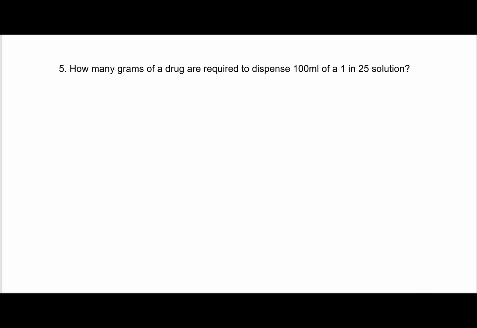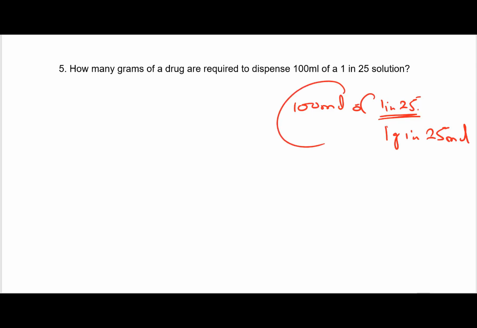How many grams of a drug are required to make 100 ml of 1 in 25 solution? So let's start with the end. I have to make 100 milliliters of 1 in 25 solution. Well, 1 in 25 means 1 gram in 25 mils. So it's a very straightforward calculation. We don't even need C1V1, C2V2. So 1 gram would be present in 25 mils. For 100 mils, I would need how many grams? 4. Okay, so we just start with the end, what we need, and then that will help.